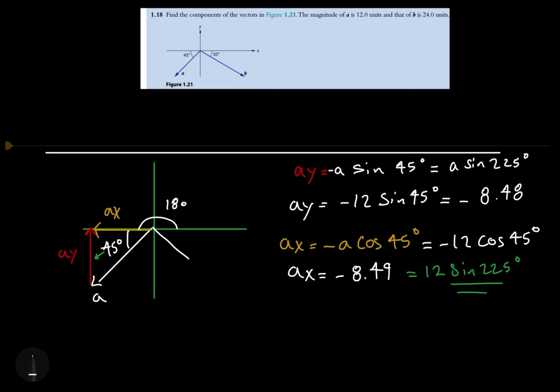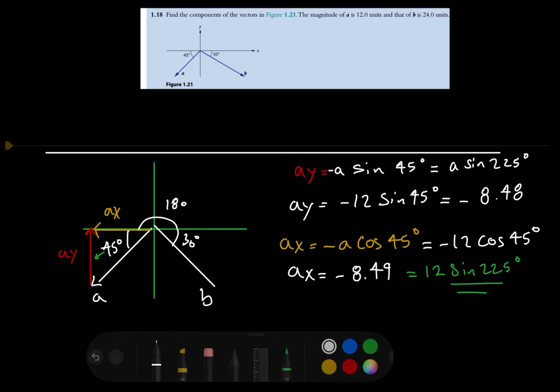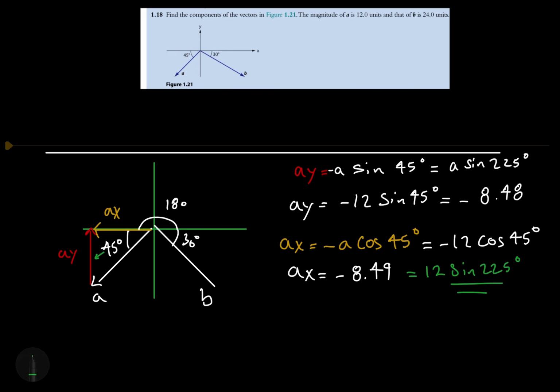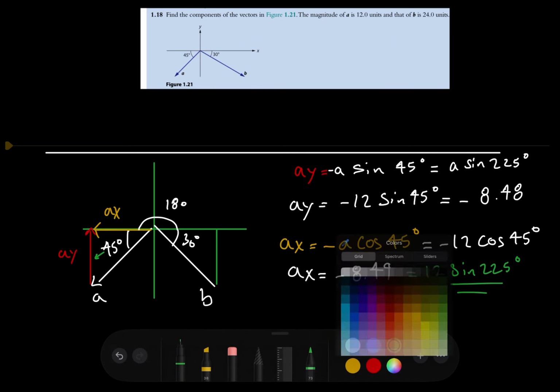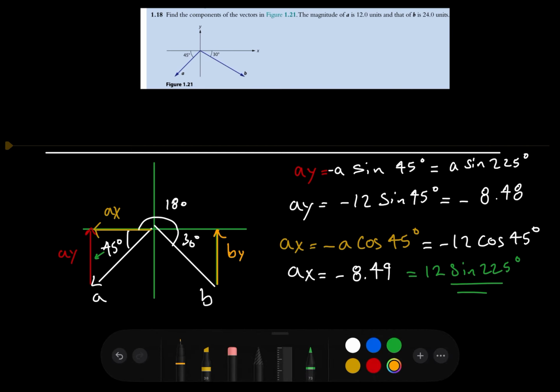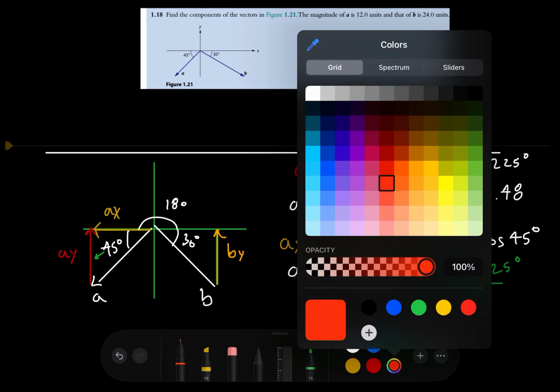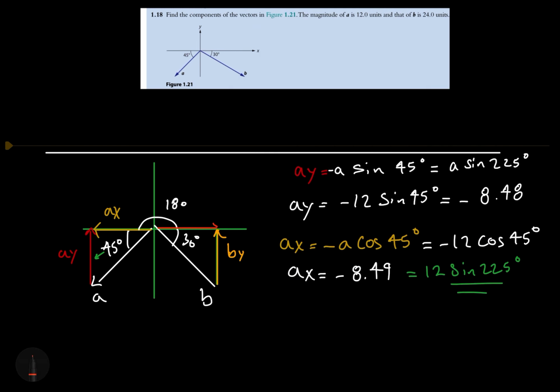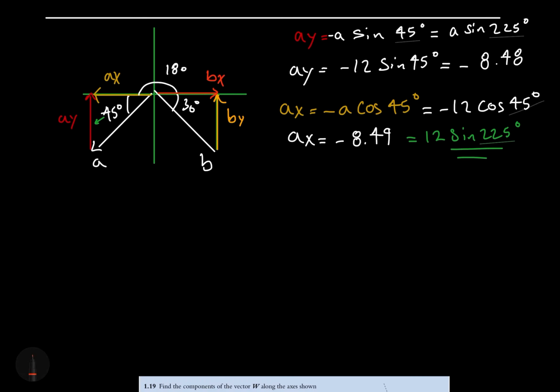Now, for B, B is actually going to be broken down into two components as well. Keep in mind that B is in the fourth quadrant, where the y values are negative but the x values are positive. Here's going to be the component of B in the y-axis, so that's BY. And the component of the vector in the x-axis is going to look something like this. We're going to call that BX. So let's scroll down and try doing this.